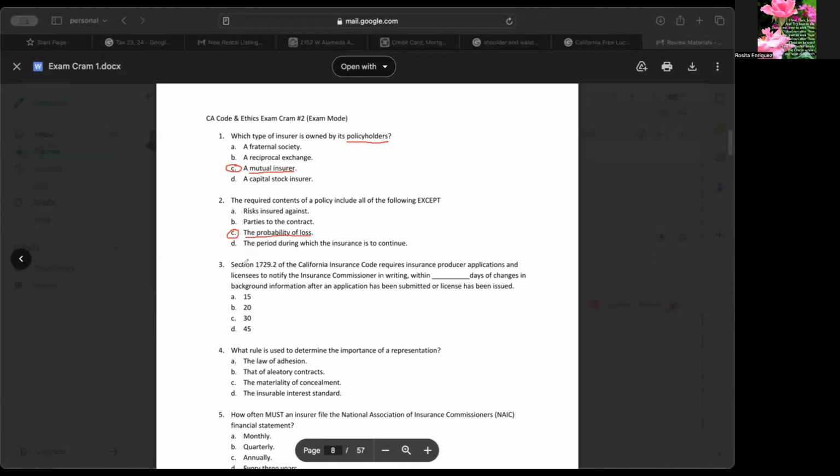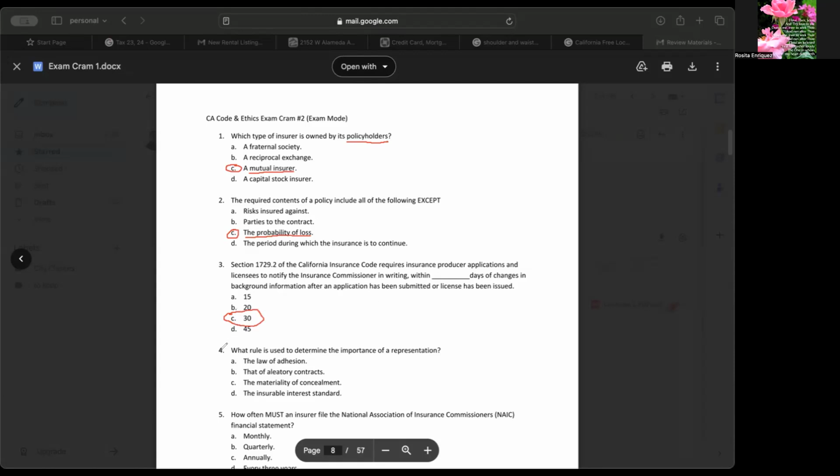Number 3, Section 1729.2 of the California Insurance Code requires insurance producer applications and licensees to notify the insurance commissioner in writing within how many days of changes in background information after an application has been submitted or license has been issued? And the answer is 30 days. The insurance producer has 30 days to inform the insurance commissioner in writing of any changes.